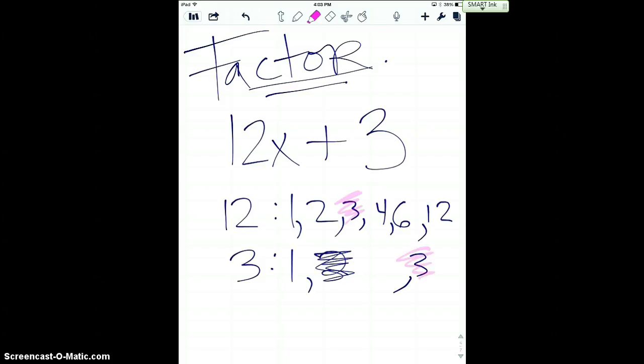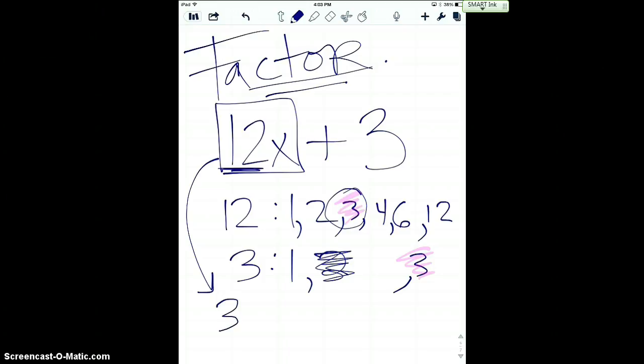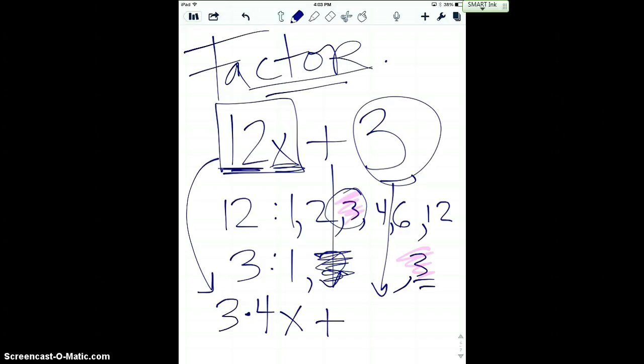All right, so now I'm going to go through and I'm going to rewrite this term using factors. So 12 is the same thing as 3 times 4. And don't forget about that x. It's being multiplied with x. Plus, and now I'm going to rewrite the 3 as its factors. I already have 3, so what do I multiply it by? 3 times, oh yeah, 1.